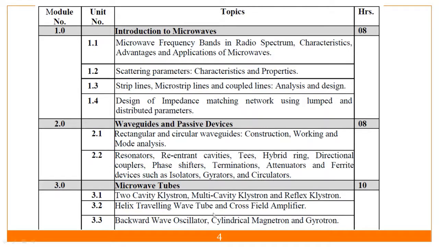Then helix traveling wave tube and cross field amplifiers. In this you will find two kinds of structure: amplifiers, and second, oscillators. Some kinds of oscillators generate the frequency, and some kinds of amplifiers, where we give some frequency and it will amplify your signal. Then backward wave oscillators, cylindrical magnetron and gyrotron are there. This is a 10 hours module, a very important module.